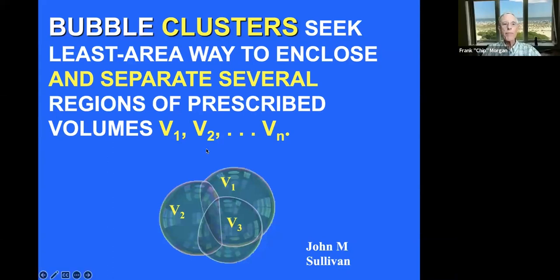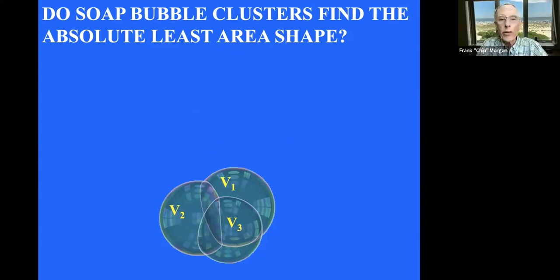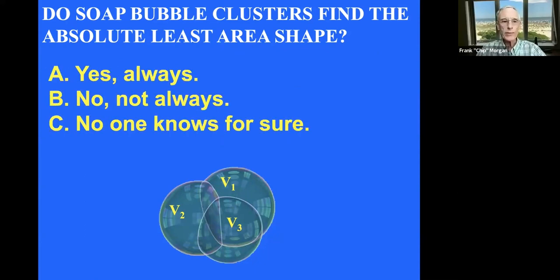We're going to start with a question for you guys. Do soap bubble clusters actually find the least area shape? There are three possible answers for you to pick. Even though no one can see you, I'd like you to raise your hand when we get to your answer. So how many of you would vote A, yes, soap bubble clusters always find the least area shape? Raise your hand. Or B, no, not always. Raise your hand. Or C, no one knows for sure, which is usually the right answer in mathematics.